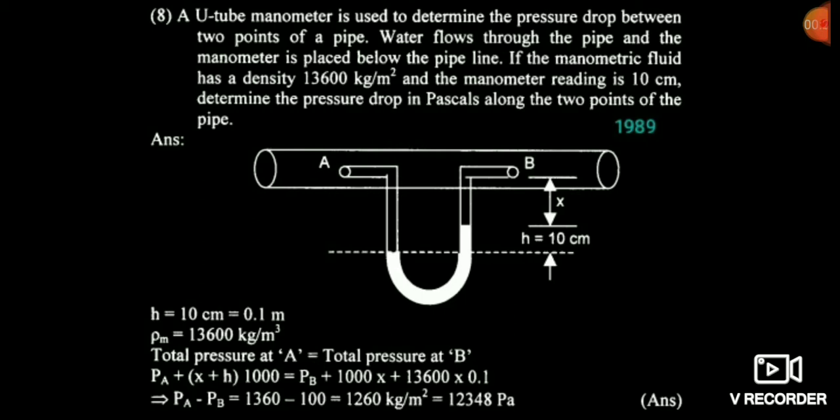Here a U-tube manometer is given and it has two points, point A and point B. The density of mercury is 13600 kg per meter cube, and the manometer reading is 10 centimeter. Means the height of mercury is 10 centimeter above the symmetrical line. You can see in this figure that the height h is given and that is 10 centimeter. It is asking to determine the pressure drop in pascals along the two points in the pipe.